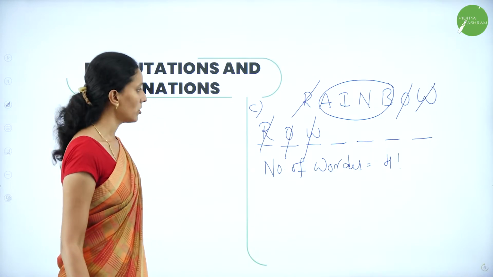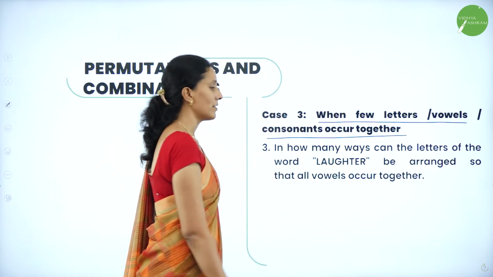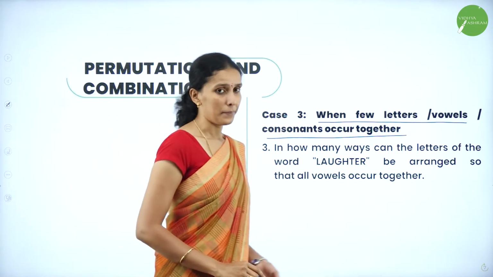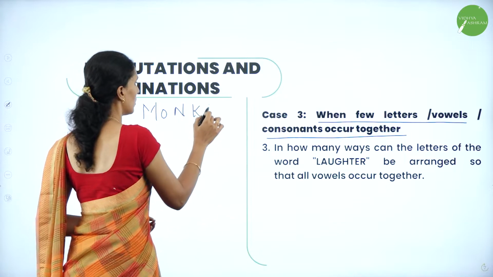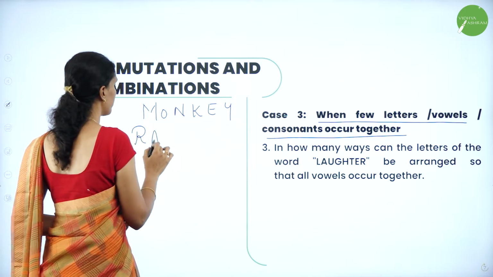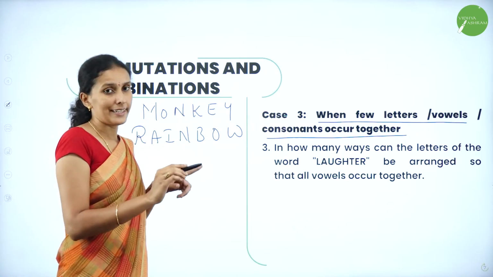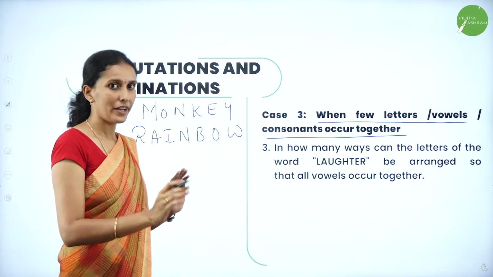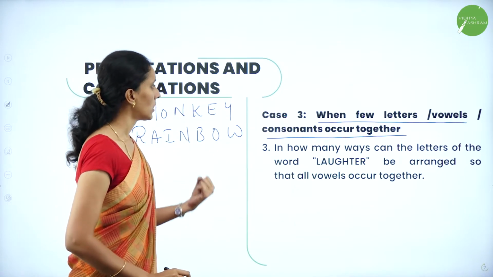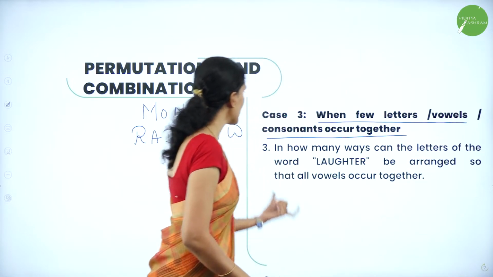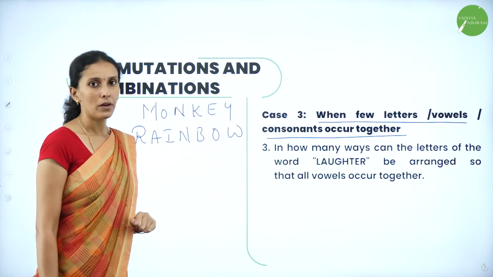Next question. Now, when a few letters, vowels or consonants, occur together. In the previous example, for example, monkey, rainbow, when you change the order of the letters, obviously it changes. One more example. Here we are dealing with a few letters, vowels or consonants, occurring together. Here an example is given: loafer.